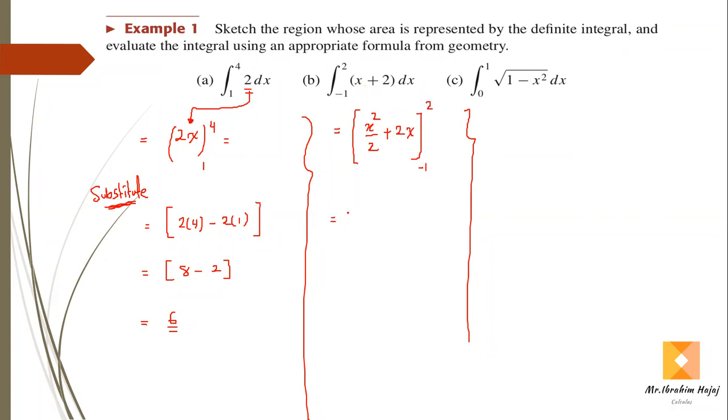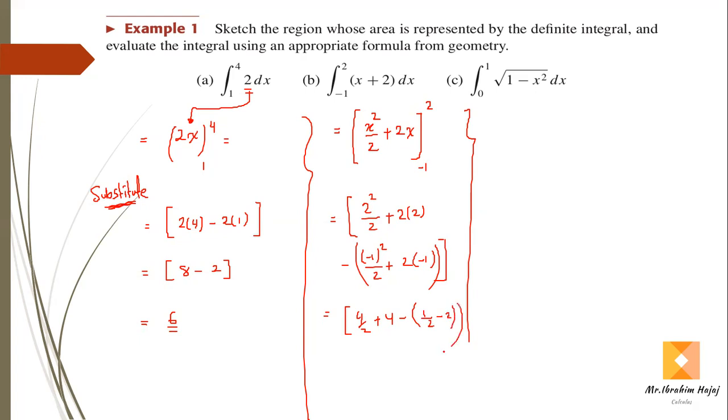This is the new issue, to substitute first by 2 instead of x: 2 squared over 2 plus 2 times 2, and then minus, you have to substitute here, negative 1 squared over 2 plus 2 times negative 1. Take care that this minus is for all, and we have to put a parenthesis here. 2 squared is 4, over 2, plus 4, and then minus negative 1 squared over 2, which is half, and then minus 2.